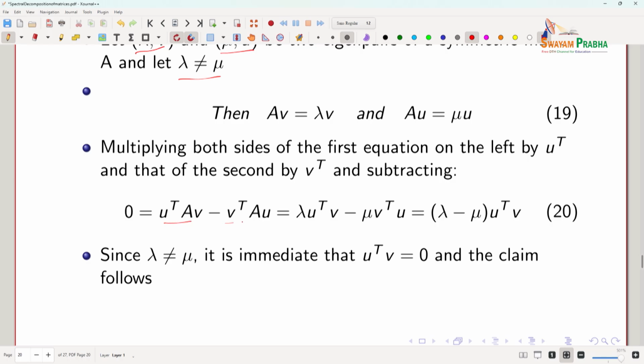So, this is equal to that, because if I took this as a scalar and this as a scalar, these two scalars are the same. So, the difference is 0.